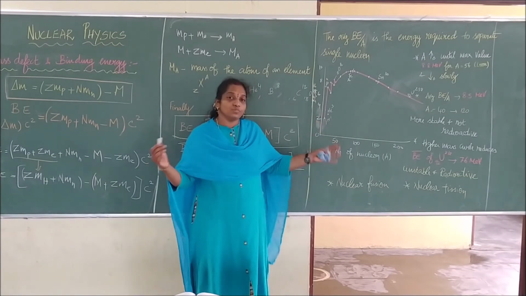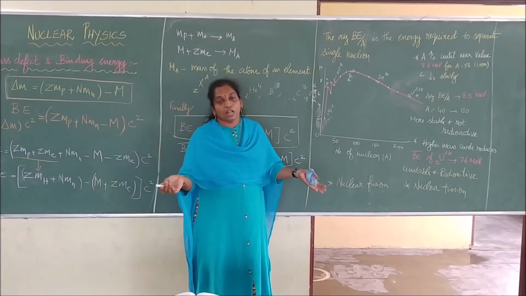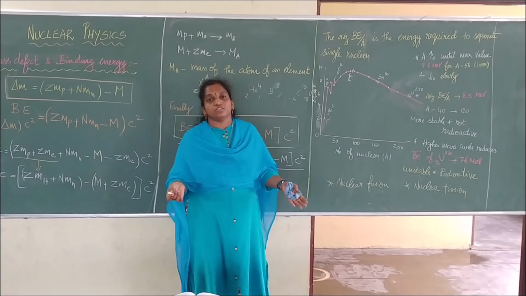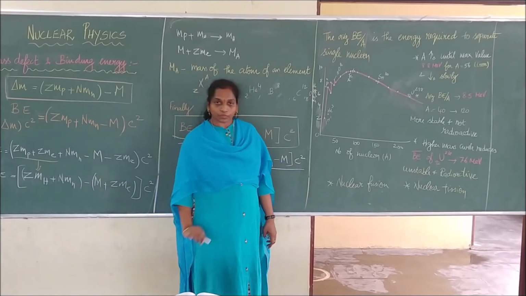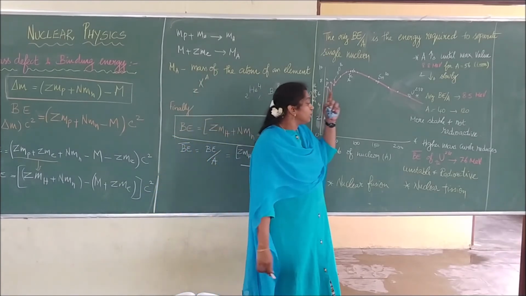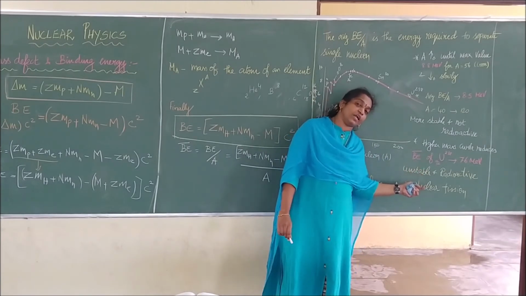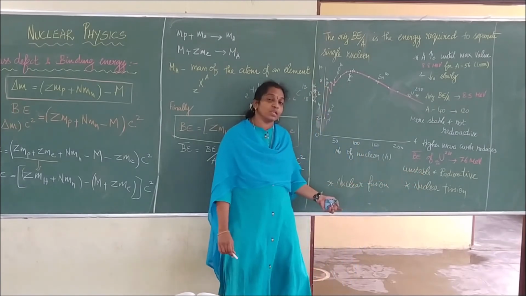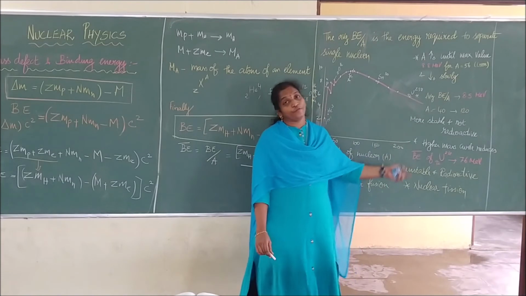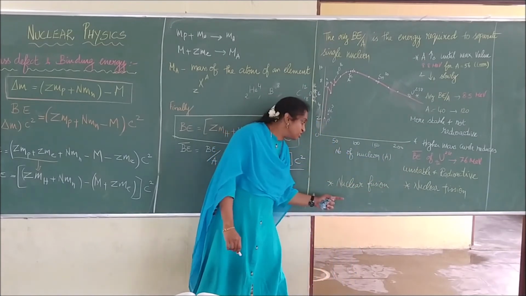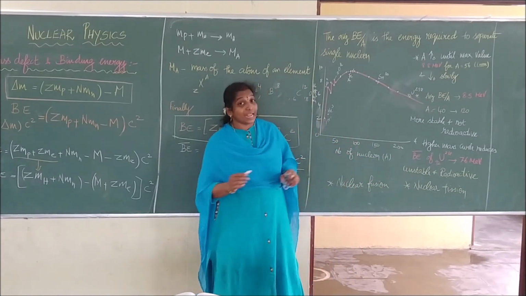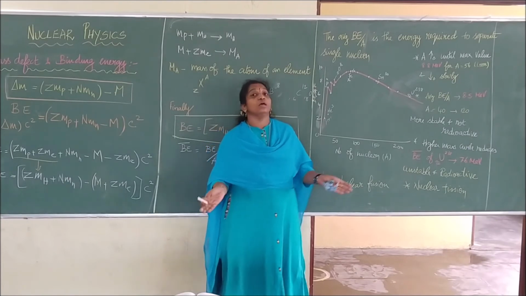So when binding energy is more, the elements are stable. When binding energy is less, the elements are unstable. This helps me to clearly explain the two types of nuclear reaction: one is called nuclear fission, another is called nuclear fusion. Fission means breaking down, and fusion stands for joining up.